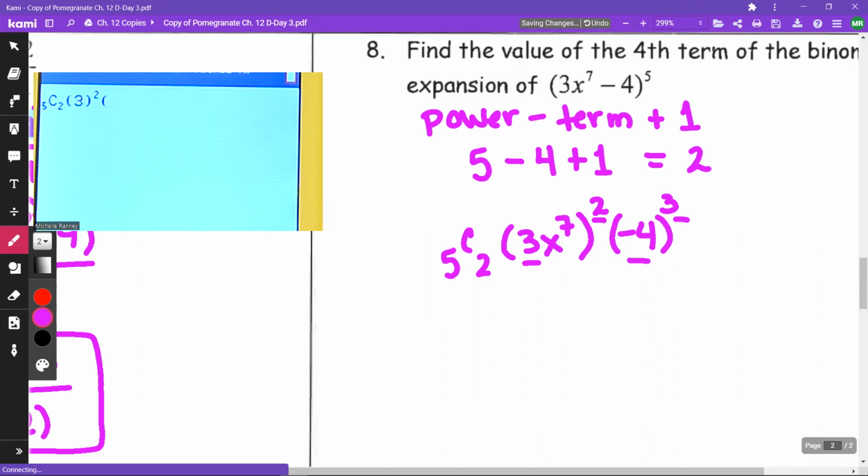third power. So I'm going to take negative 4 to the third power, and I end up getting a negative 5,760 x to the 14th, because power to power you multiply. Let me just make my 14 look a little better. And that is your answer.